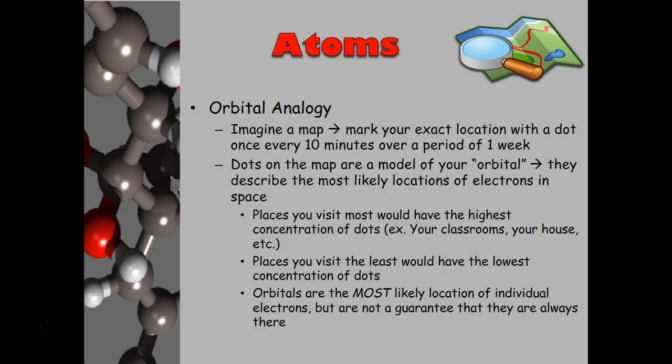Your orbitals, alright, these are regions within that radius that we know those electrons are most likely to be at any point in time. So we can use a map, let's just say, of the school. And for a week, you're going to take that map and you're going to put a dot on that map once every 10 minutes for that week. Alright? Those dots then become your orbitals, or at least an analogy for them. They describe the most likely locations for where we're going to find you.